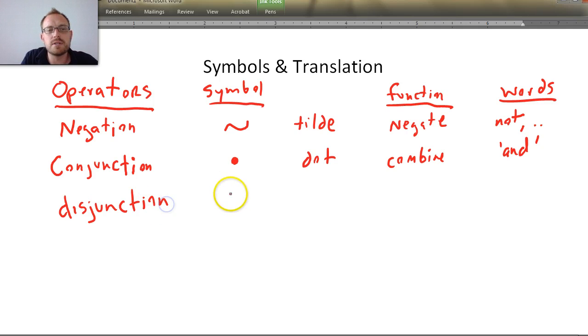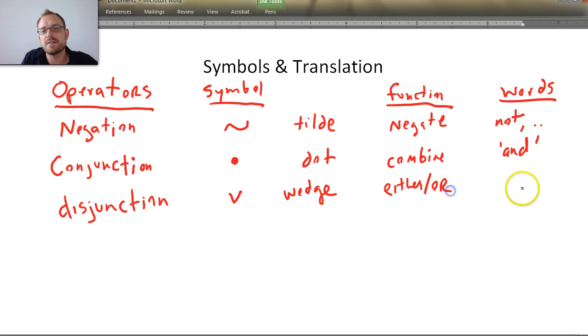And we're going to symbolize that with a little v, a lowercase v, and we're going to call this the wedge. Right? And what the wedge does, it basically says it's an either or. Usually the word we're looking for here is or. So if I say, for instance, imagine if I said, George is a clown or George is not a clown. Right? So how would I symbolize that?